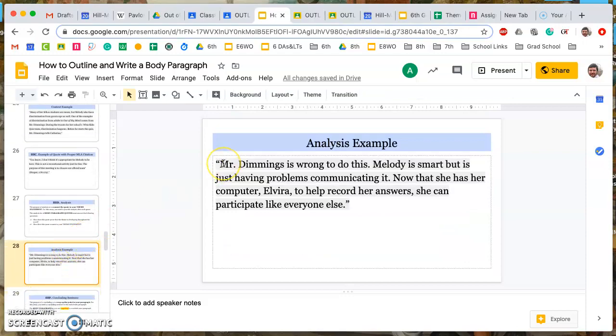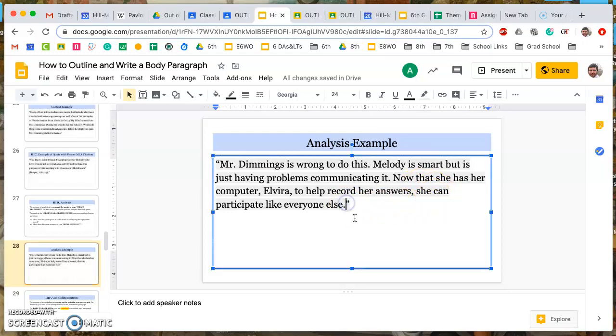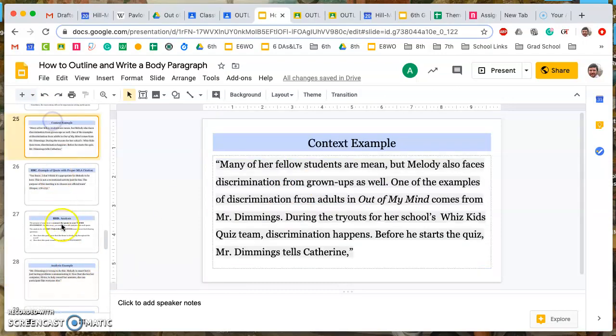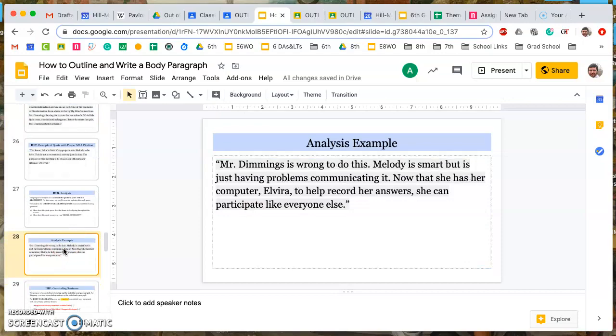And an example. Mr. Dimmings is wrong to do this. Melody is smart, but is just having problems communicating it. Now that she has her computer, Elvira, to help her record answers, she can participate like everyone else. And we'd want to add one more sentence to that analysis, because this is three sentences. You could add one more sentence to make it 3 to 4 sentences, but it's solid enough analysis. It's connecting to the theme statement, because in this case, the theme statement would be about discrimination and bullying.